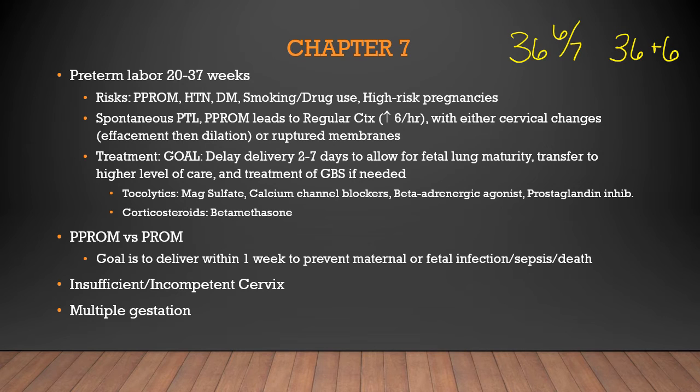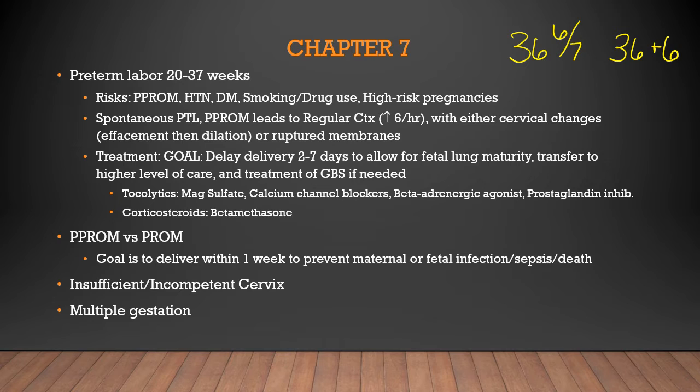The onset of preterm labor is usually spontaneous preterm labor or preterm premature rupture of membranes, with regular contractions greater than 6 per hour and rupture of membranes or cervical effacement greater than 80% or dilation greater than 1 centimeter. So in order to call it preterm labor, there's either regular contractions or rupture of membranes with cervical changes.